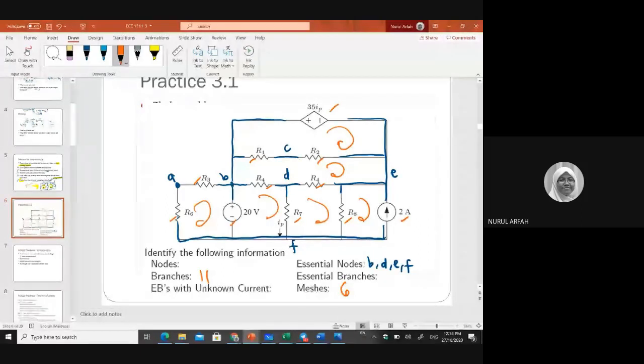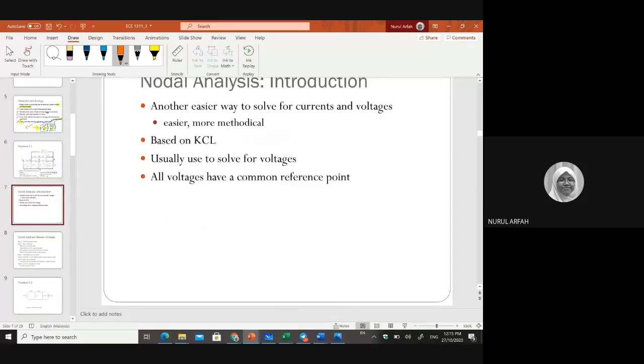What is EB? This is an essential branch with unknown current. Essential branches is a branch with more than, I think no need, because this one repeats nodes that are all other nodes including the C and A, right? So you have B, D, E, F, and A and C. So no need. This one and this one will not be in your exam, so no need to focus. It's actually the same thing.